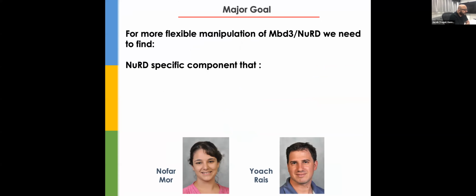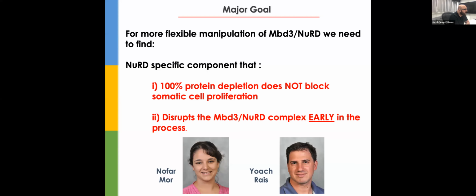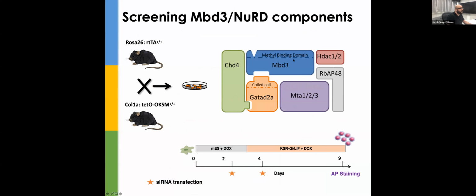So two very talented students, Nofar Moore and Yuach Rice, asked, okay, maybe we can find another component of the NuRD complex that, if we deplete it at 100% levels, we don't get this block in cell proliferation, which we don't like, but still it also disrupts NuRD from functioning early in the process. So what they did, they said, okay, let's take all known components of this big complex and knock them down one by one and see which ones boost iPS cells and which ones do not block proliferation.